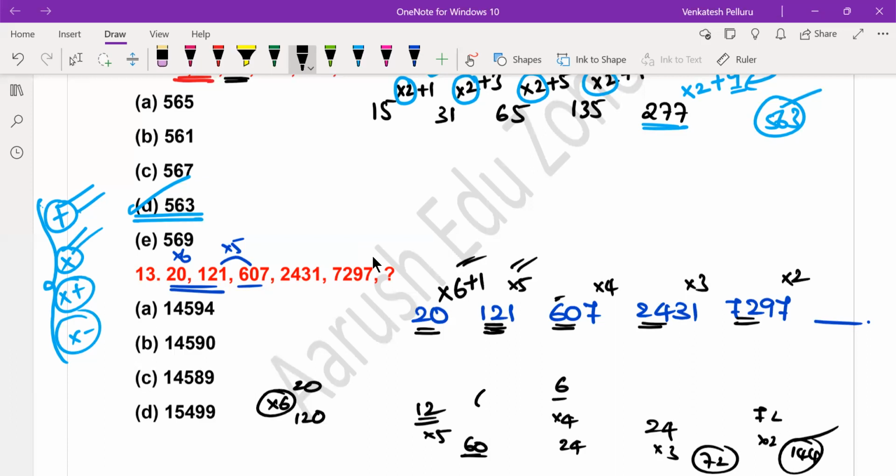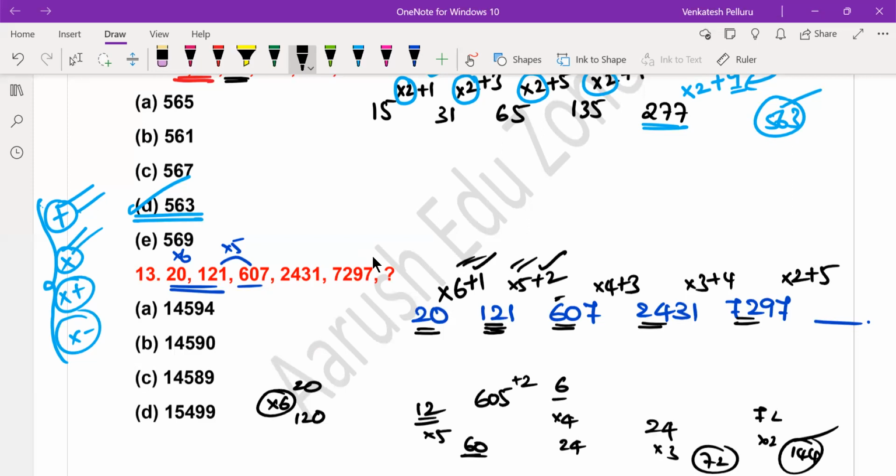121 into 5 is 605. So if I add 2 to it, I get 607. So into 6 plus 1 into 5 plus 2 into 4 plus 3 into 3 plus 4 into 2 plus 5. So my answer will be obtained after multiplying by 2 and addition by 9.